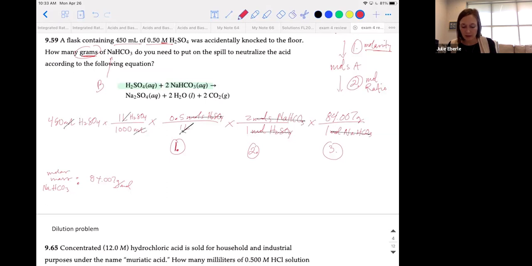Now we plug it all in the calculator. 450 divided by 1,000 times 0.5 times 2 times 84. Keegan, Brooklyn, okay, good. Everybody, 37.880 grams. Okay.